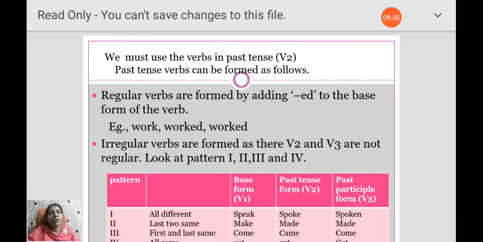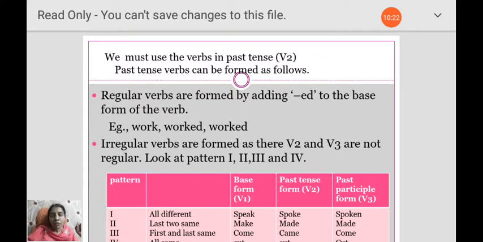Here is something for you. Look at the first line, that is very important. We must use the verbs in past tense. I already told you, the tense itself is past. So that's why something past is used. But in the past simple tense, always after the subject, the V2 form of the verb is used.